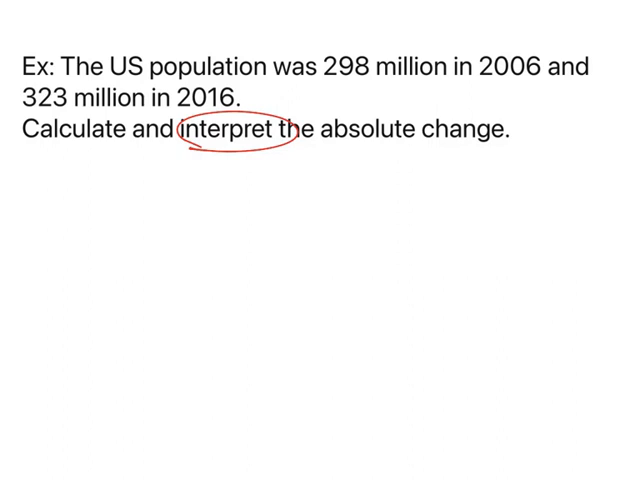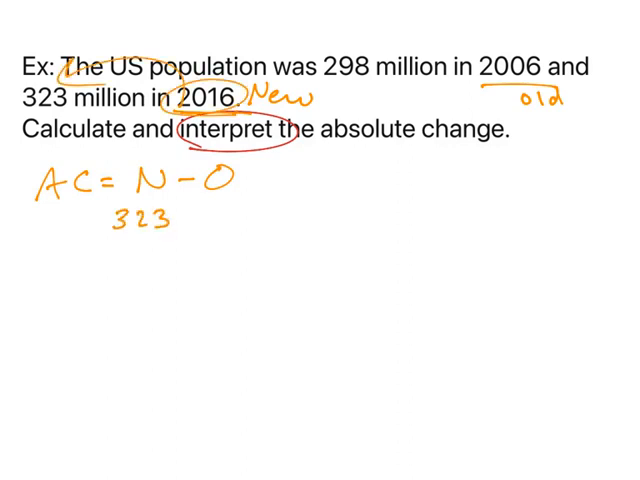Now, when you have years, oftentimes we'd say the most recent year would be considered new, and the oldest year would be old. So absolute change is new minus old. So 2016 is new, so that value is 323 million, and the value in 2006 is old at 298 million. So my absolute change is 25 million. But what does that mean?